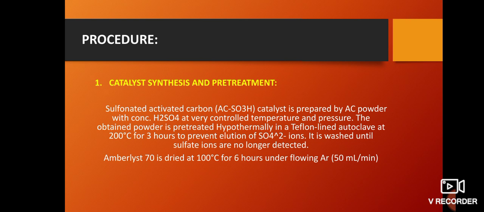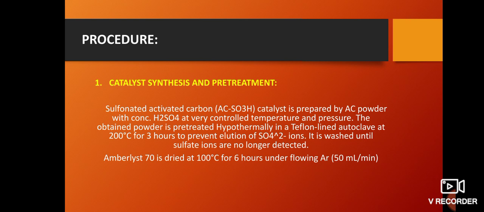First, we have catalyst synthesis and pretreatment. Sulfonated activated carbon ACSO3H catalyst is prepared by AC powder with concentrated sulfuric acid at 115 degrees Celsius for 16 hours under flowing argon, which should be 40 milliliter per minute. Wash repeatedly with 3 liters of distilled water at 80 degrees Celsius, and obtained powder is pre-treated hydrothermally at 200 degrees Celsius for 3 hours in a Teflon-lined autoclave to prevent elution of SO4 ions during catalytic reactions.